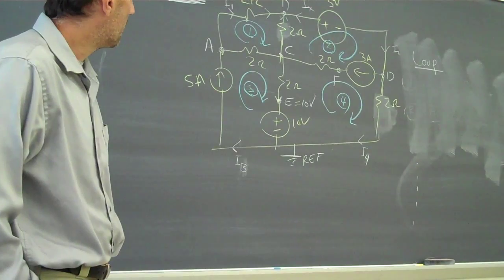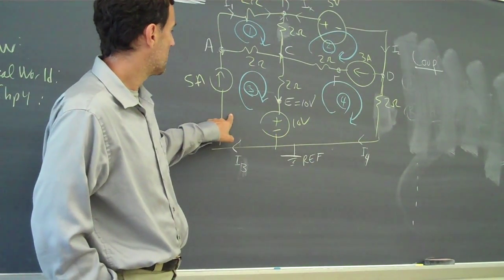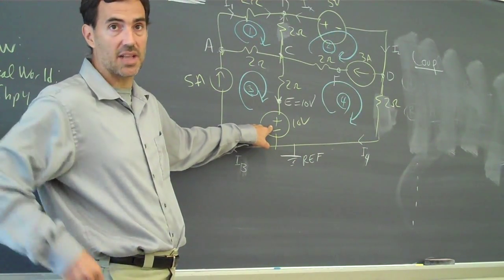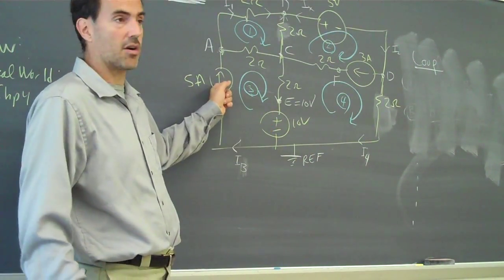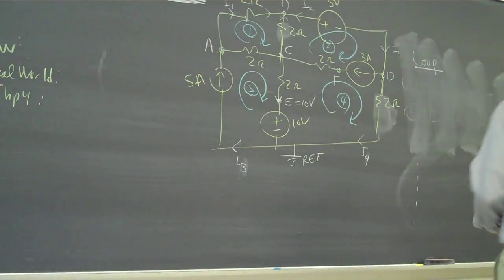Okay, this loop will give us some trouble because it has a 10-volt voltage source. That's not bad, but it also has a current source. So let's write the voltages around loop 3.